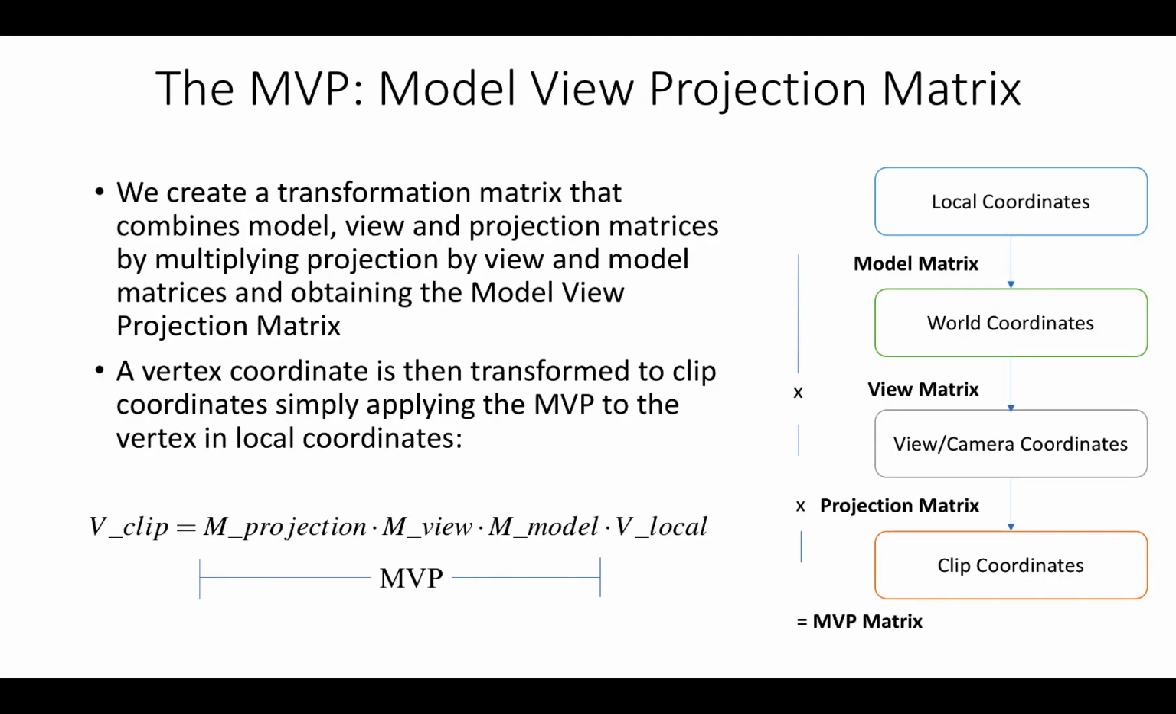Finally, we can create the MVP transformation matrix. No, it's not the most valuable player matrix. It is a matrix that combines the three transformations we saw before: model, view, and projection transformation. A vertex coordinate is transformed to clip coordinates by multiplying the individual matrices. Note that the order of matrix multiplication is reversed. Remember that we need to read matrix multiplication from right to left. The resulting vertex should then be assigned to gl_Position in the vertex shader, and then OpenGL will automatically perform perspective division and clipping.